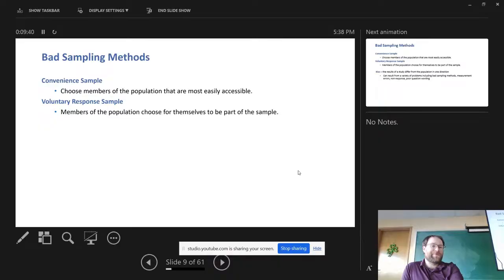Voluntary response sample. Members of the population choose whether or not they respond. The idea with voluntary responses being bad samples is that typically people who volunteered to be a part of something have some level of interest to some degree.